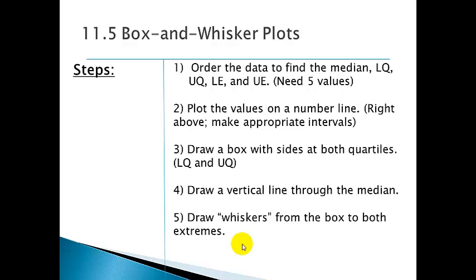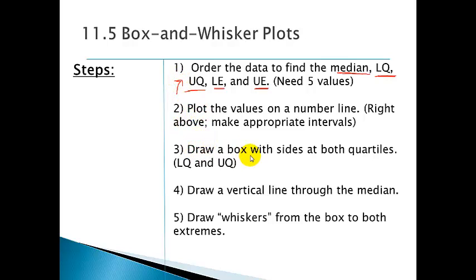So here's what we need to do. There's a couple steps. First thing we need is to order the data to find the median, the lower quartile, upper quartile, lower extreme, and upper extreme. So again, when we did the 5, that's where the raccoon was raising the 5 fingers. So we need to plot the values on a number line, and the numbers that we're plotting are going to be these 5. So that's all you need to do, just plot 5.